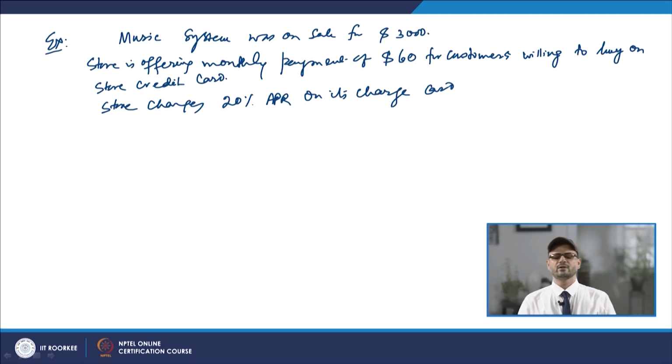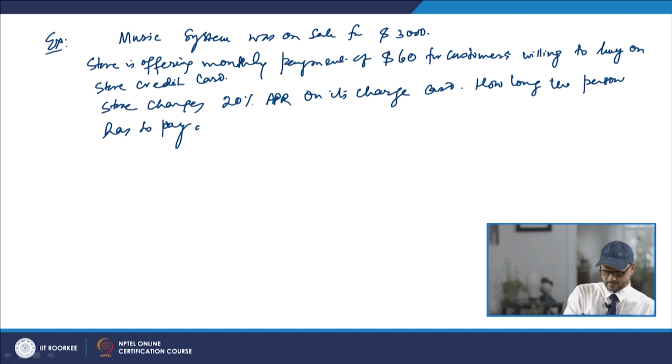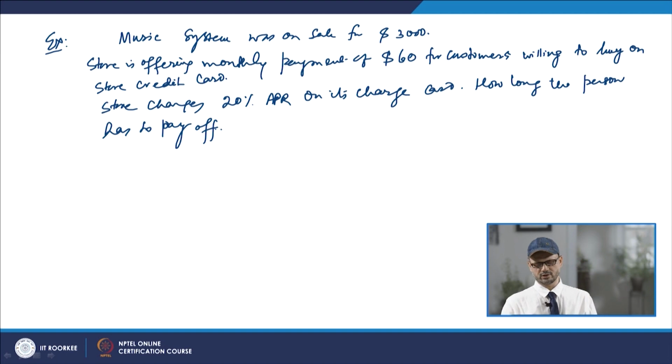So, now the thing is how long the person has to pay for this purchase, how much, and what will be the total interest that will be paid by them. That is what you have to see: how you are going to work out the interest charged and how long it is going to take.